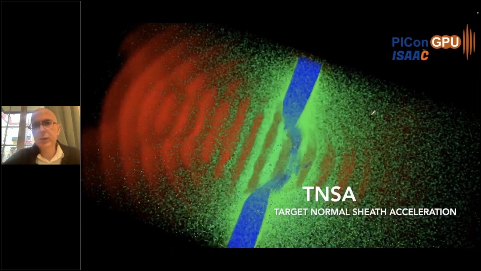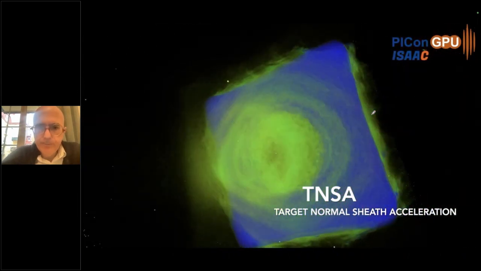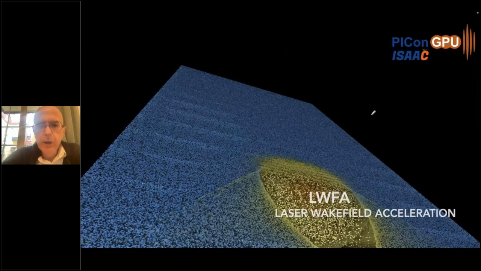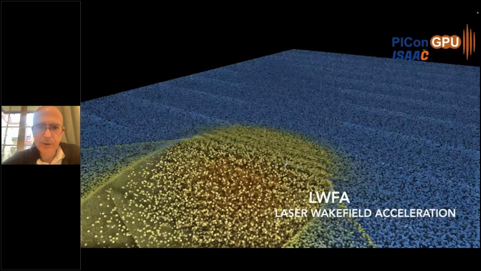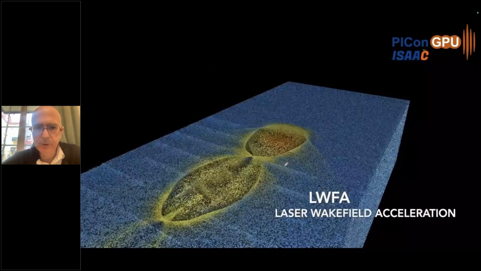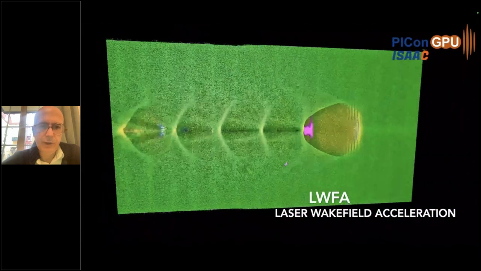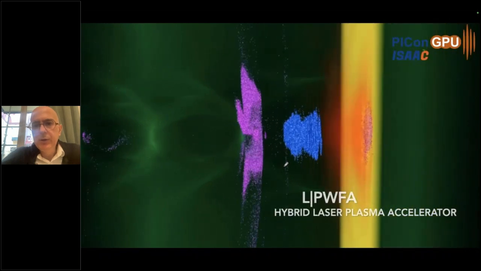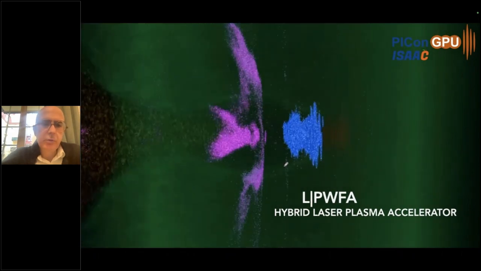The first code is PIConGPU, a particle in cell code. That means that we are sampling the distribution function of electrons and protons using computational particles. And you see here a sample in these videos of the computational particles themselves. In this case, it is the interaction of a laser with the plasma that creates beams. So these are extremely computationally intensive simulations that require accelerators.